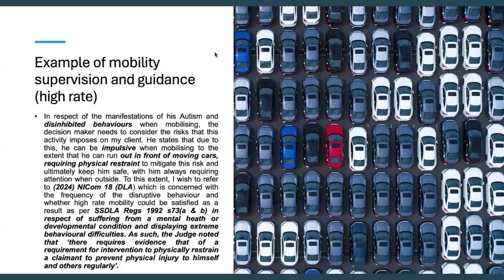So here is an example. There are some circumstances where a child may have a developmental or behavioural health condition that may result in being entitled to the higher rate. And this is an example where it may occur. I'm not going to go into the legal stuff, but just to summarise how entitlement may be satisfied. So due to autism and disinhibited behaviours when mobilizing, the child can be impulsive, running out of moving cars and needing physical restraint. If it reaches a certain threshold, there may very well be an entitlement to the higher rate, but it would need to be quite a high threshold.